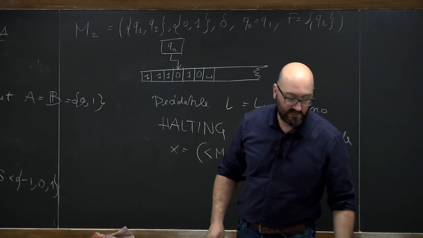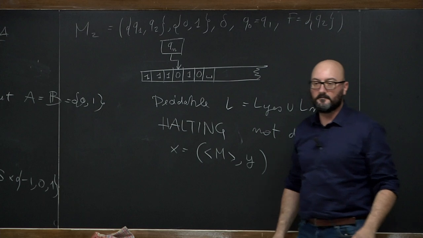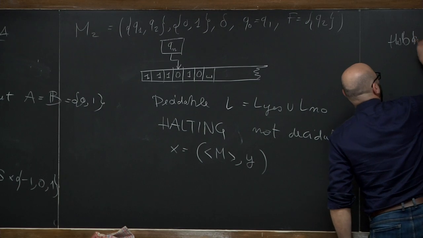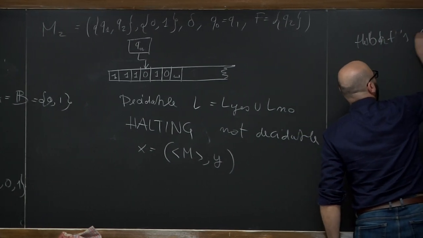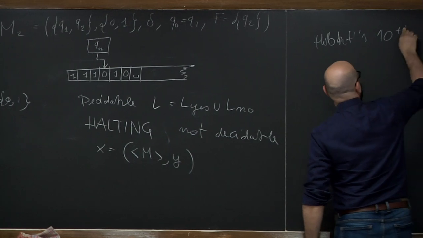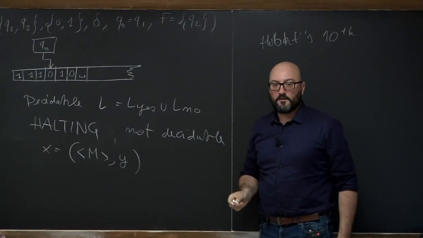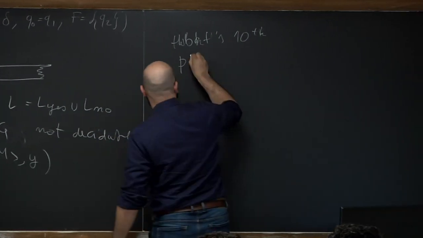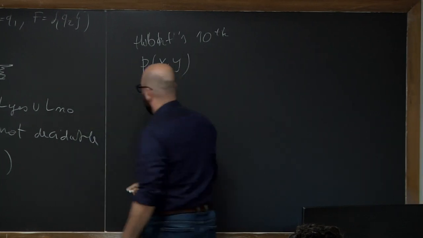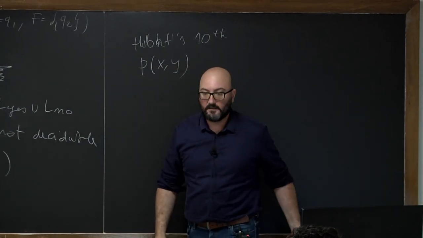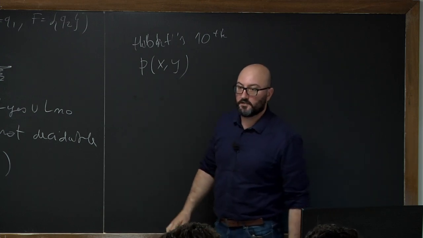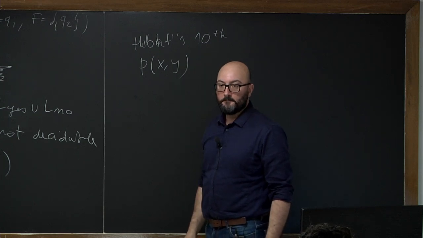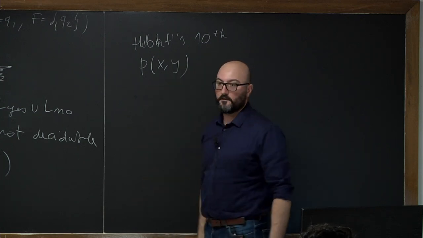There is a halting problem which I like a lot, and it's Hilbert's 10th problem. Hilbert's 10th problem is the following. I give you a polynomial of a certain degree in two variables, x and y, and I ask you whether this polynomial has a root which is an integer. I mean, x and y are integers. Okay? Is there an algorithm to solve this problem?